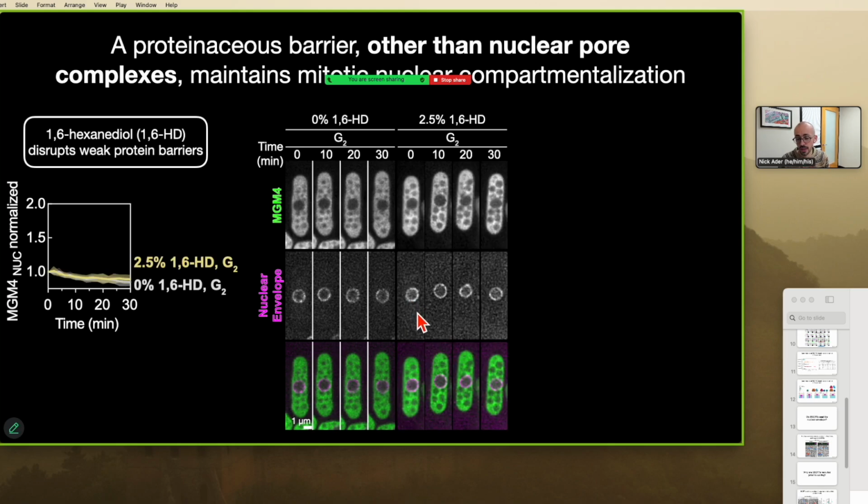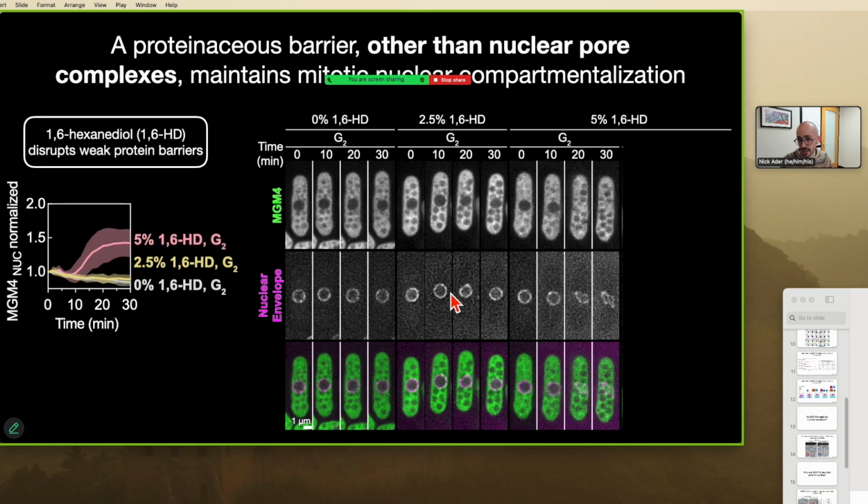If we treat with a low concentration of hexanediol, 2.5%, in these culture conditions, we don't see any leakage. If we treat with 5% hexanediol, now things start to get interesting. After about 20 minutes, we see leakage in interphase cells, presumably as the FG nups are disrupted.